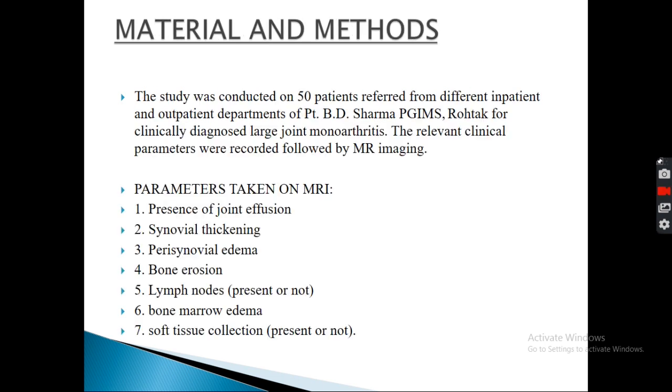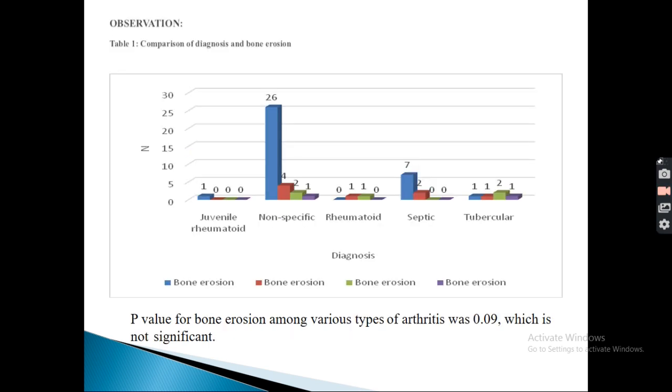Materials and methods: the study was conducted on 50 patients referred from different inpatient and outpatient departments of PGIMS Rohtak for clinically diagnosed large joint monoarthritis. The relevant clinical parameters were recorded followed by MR imaging. Parameters that were taken on MRI were presence of joint effusion, synovial thickening, perisynovial edema, bone erosion, lymph nodes, bone marrow edema, and soft tissue collection, present or not.